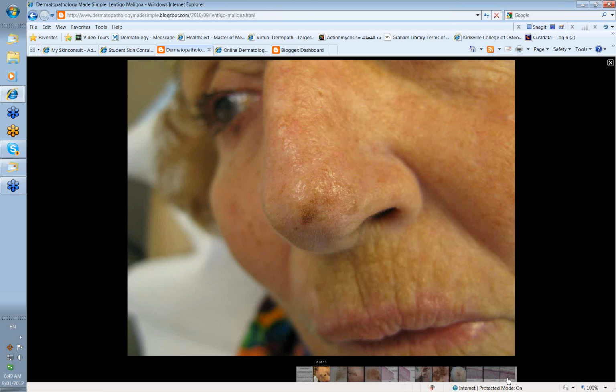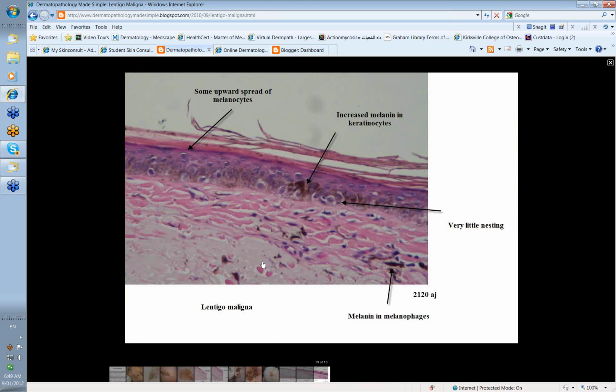So, to go back again, these are the features of a typical Lentigo Maligna. Atypical melanocytes, singly or in very few nests, very little in the way of upward spread, solar elastosis, and spread of the atypical melanocytes down a hair follicle. If you see those features, then you're seeing the features of Lentigo Maligna.